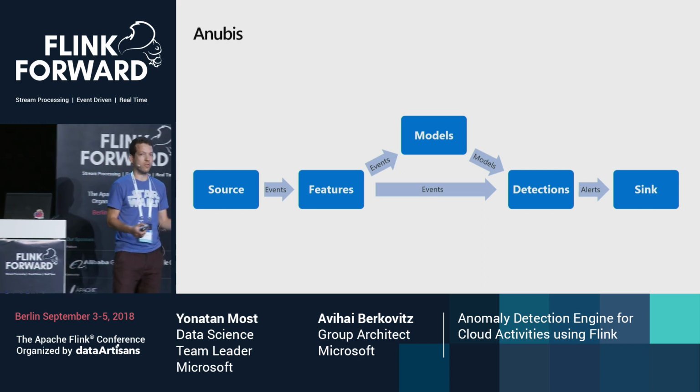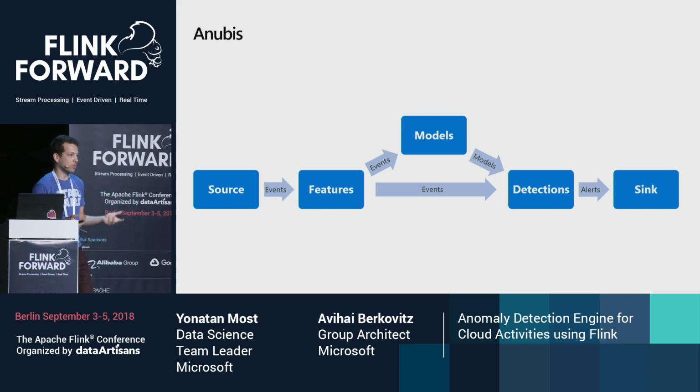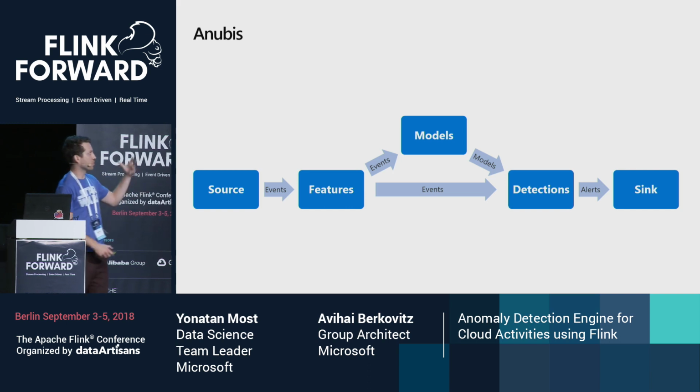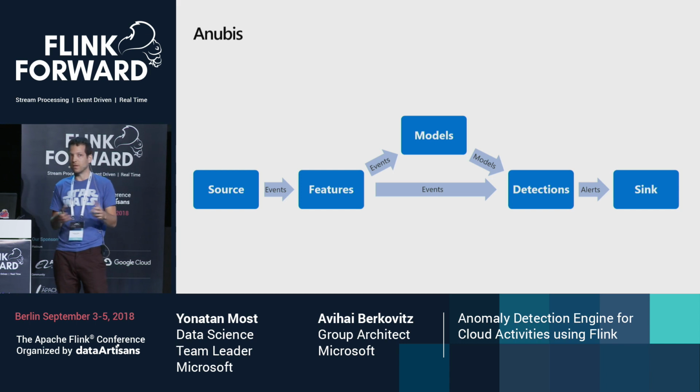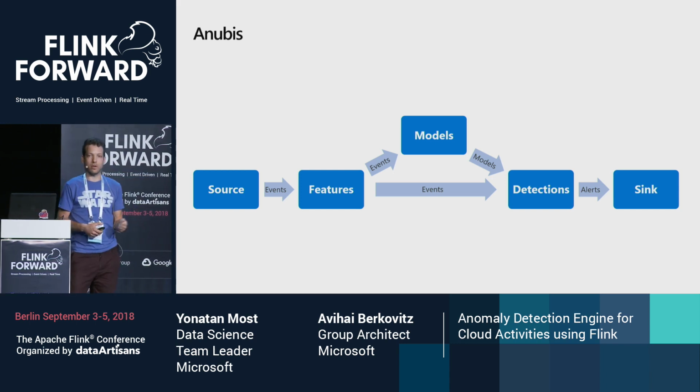Each feature is just like a small piece of data that can later be used for modeling and detections. Some features are stateless, like categorizing each event to which activity type it belongs, or extracting some information about the user and attaching it to the event. But some features are stateful.